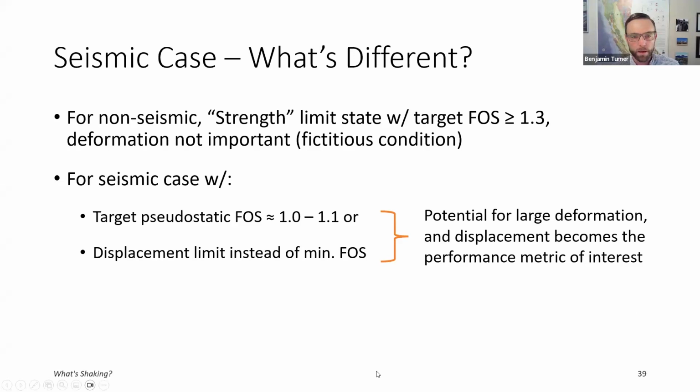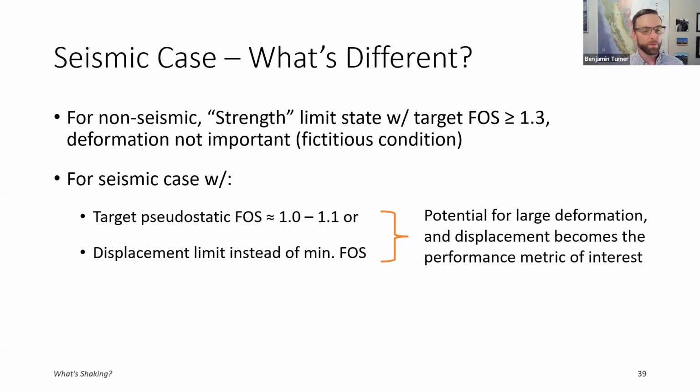For the seismic case, things start to change in that regard for a couple reasons. When we're doing seismic slope stability analysis, we're likely trying to satisfy one of two possible criteria for acceptance, depending on the code or the design criteria of our project. The first is that the code document might define a target pseudostatic factor of safety. In that case, it's usually on the order of 1.0 up to maybe 1.1. So it's low in that it's close to 1.0. It's close to a condition of equilibrium, meaning that there might be some movement of the slope.